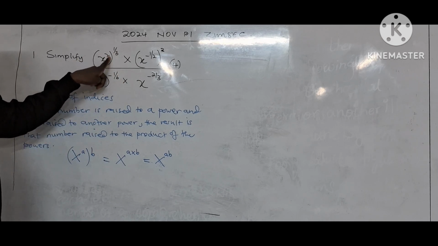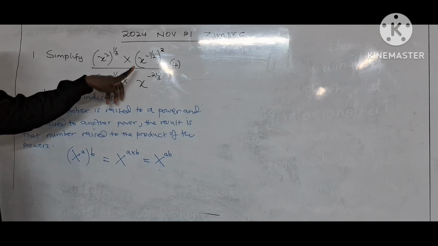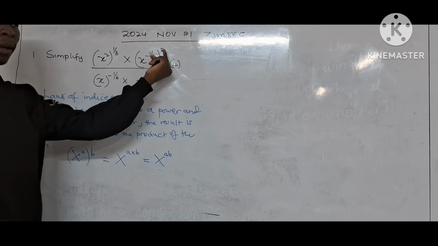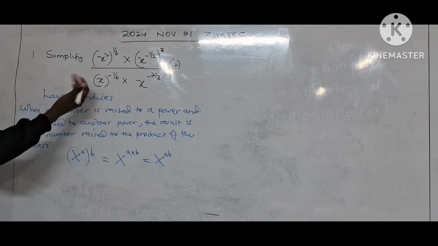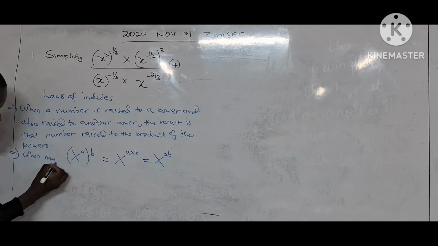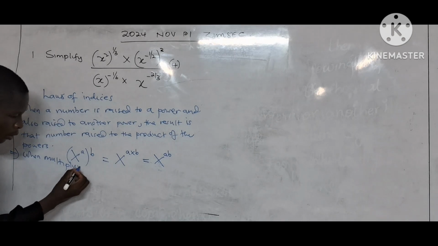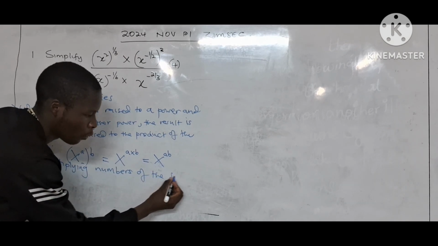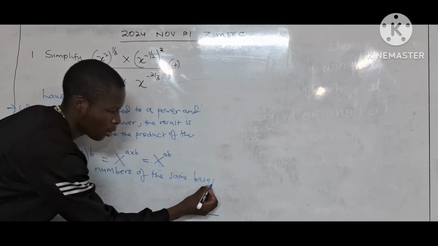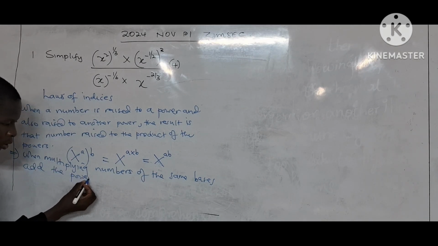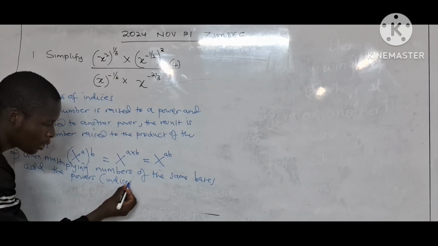I'm going to multiply this 2 and this 1 by 3. This is also x to the power negative 1 by 2 to the power 3. You multiply the powers. Another law is also there. When multiplying, so this is the first law that I'm going to use. The second law, when multiplying numbers of the same base, add the powers. Okay, you add the indices.